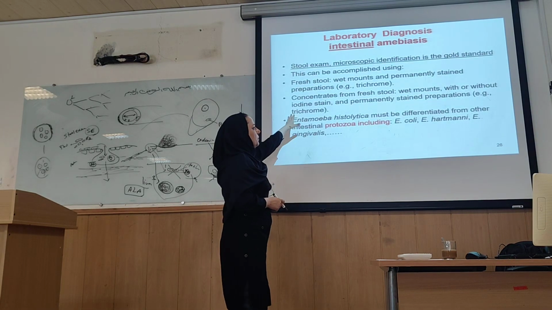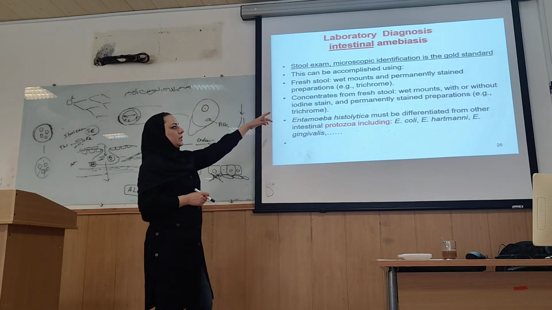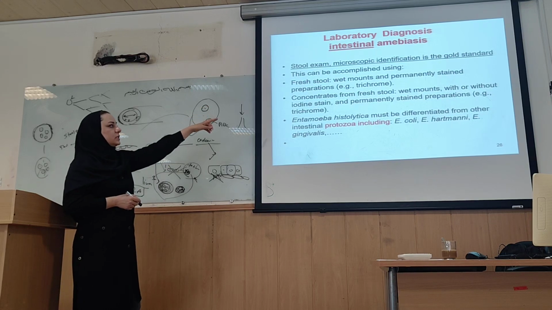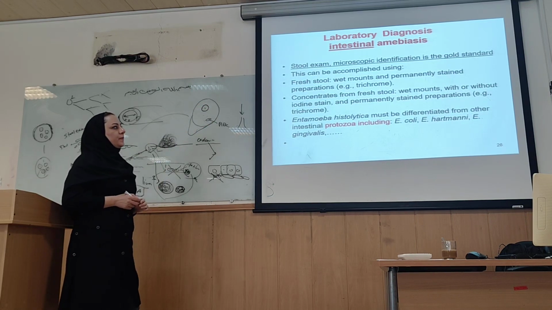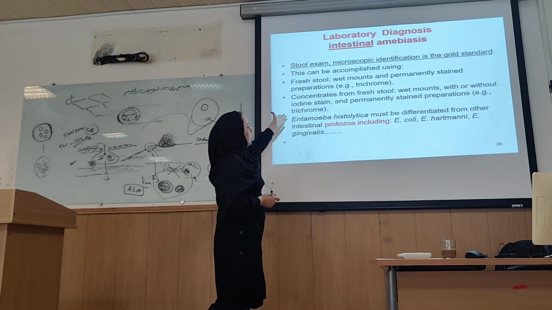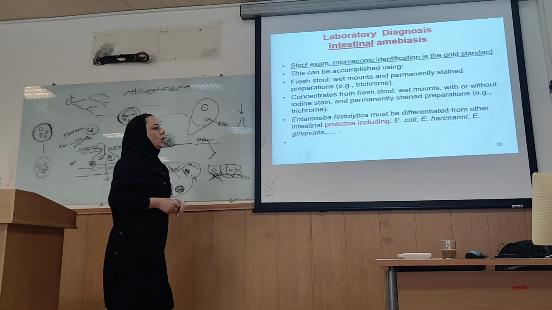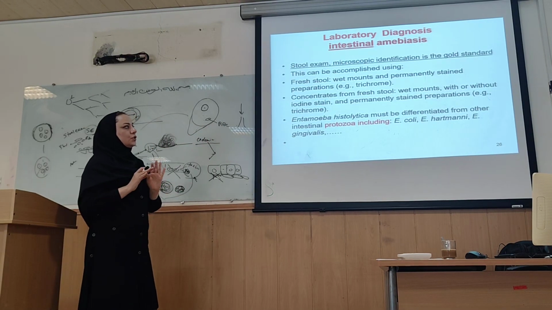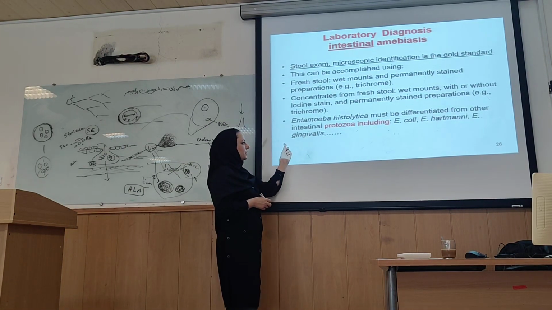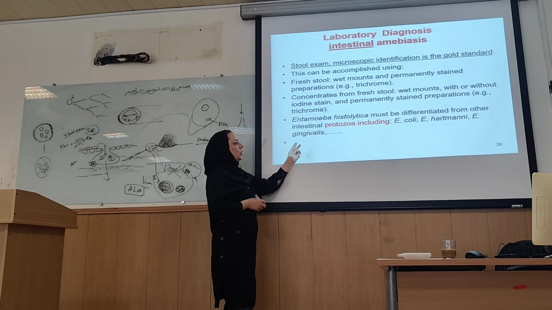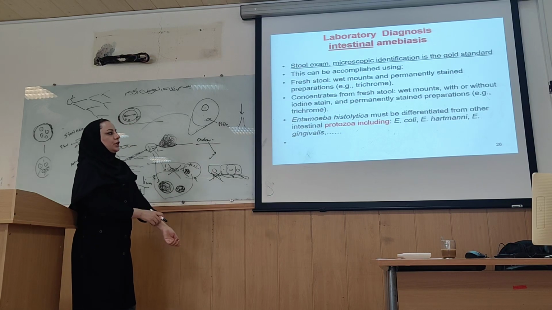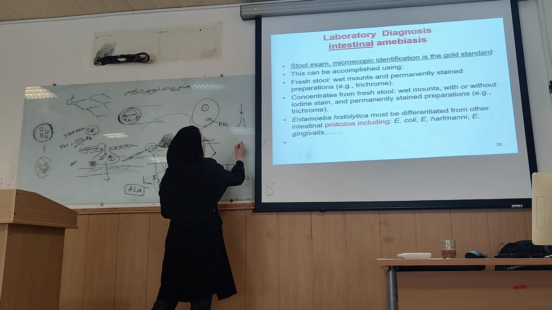I don't want you to memorize all of this, just you should know that the gold standard for laboratory diagnosis of intestinal amoebiasis is a stool exam. We can use fresh mounts, concentration methods, permanent staining. I don't want you to memorize that, just know about the stool exam. Also, we can use the serological test. We can check the antibody in the serum.